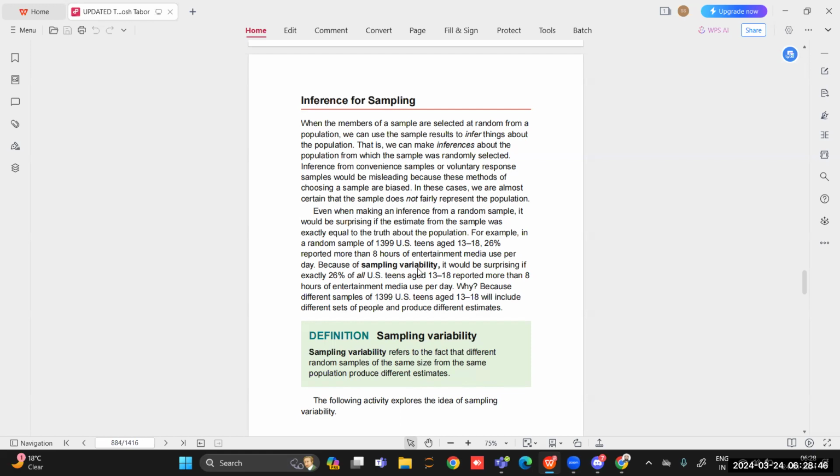Inference from convenient samples or voluntary response samples would be misleading because these methods of choosing a sample are biased. In these cases, we are almost certain that the sample does not fairly represent the population.